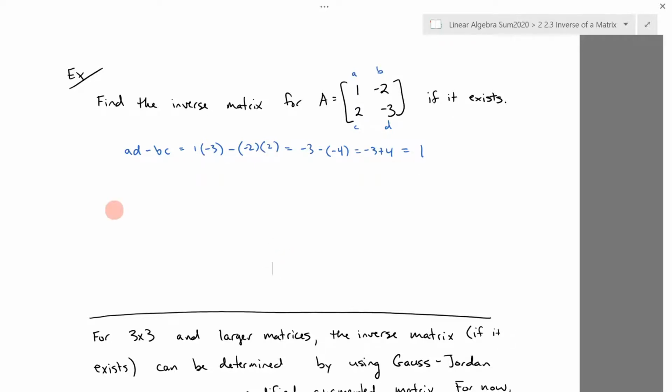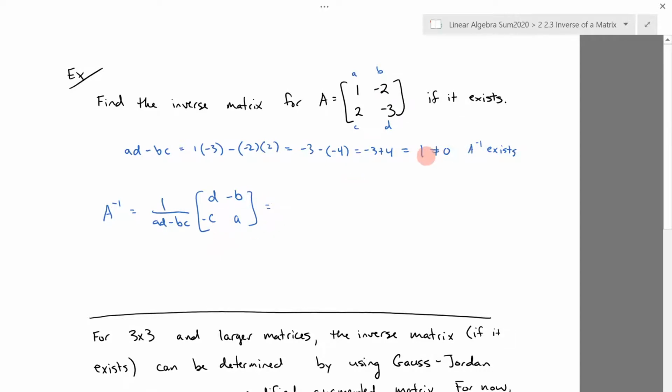And so now we can find, so this is not equal to 0. So inverse exists. So now we can find A inverse, right? So it's 1 over AD minus BC. And then again, A and D switch places, right? So D and A. And then B and C stay the same, but have opposite signs.